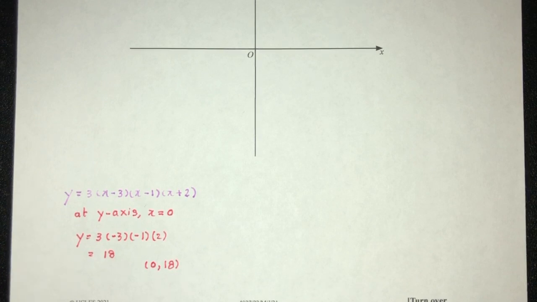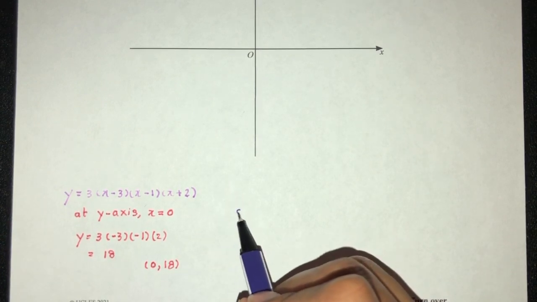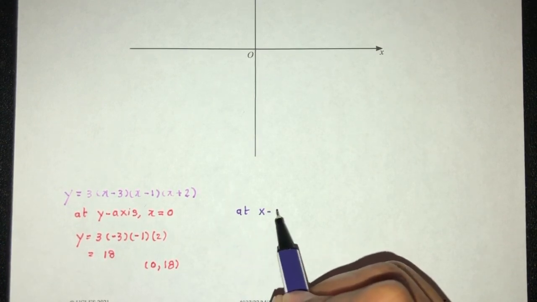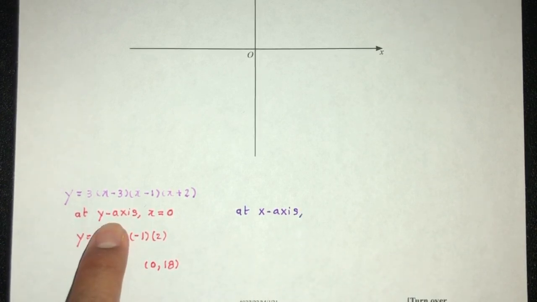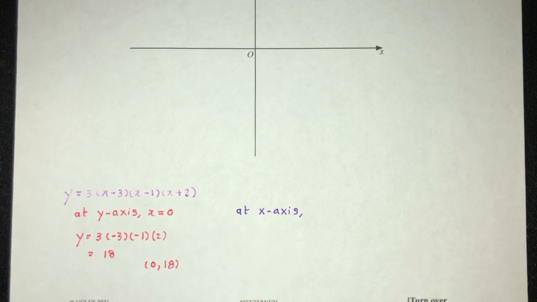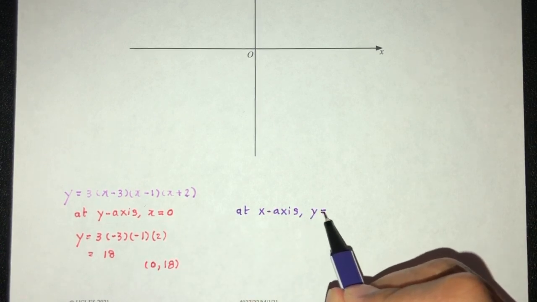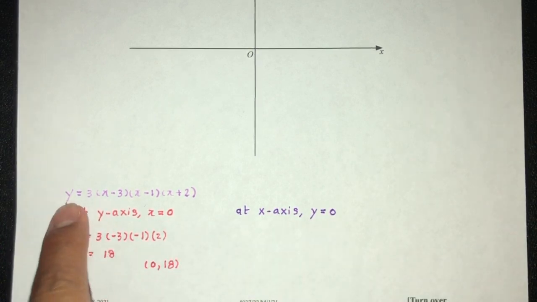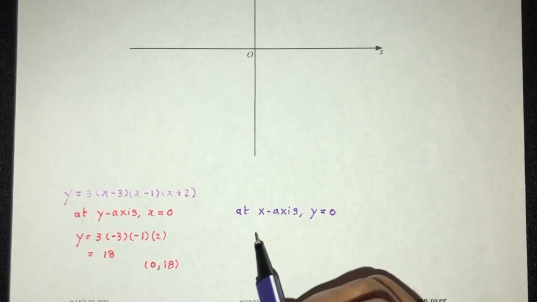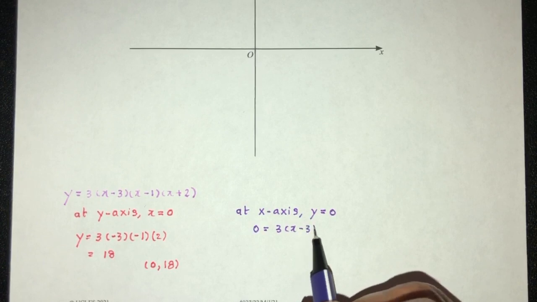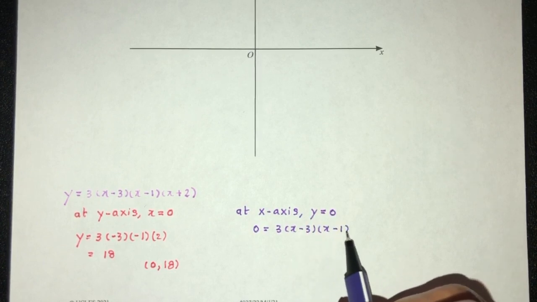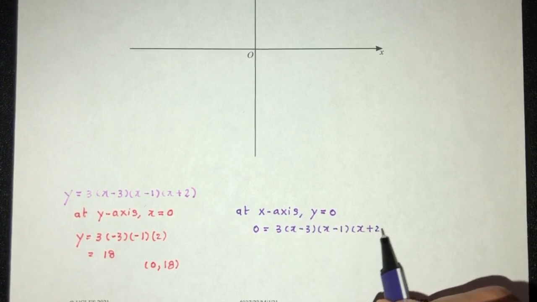Let's see what we can write here. So at the x-axis, now as you can see here, at the y-axis, x is 0. So at the x-axis, obviously y will be 0. Replace the value of y here by 0. Let's see what happens. 0 equals 3(x minus 3)(x minus 1)(x plus 2).